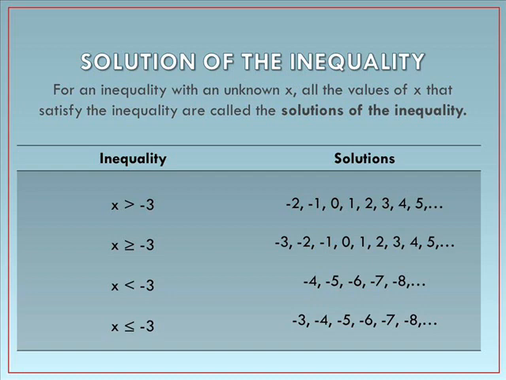The third inequality says x is less than minus 3. And the solution is minus 4, minus 5, minus 6, minus 7, minus 8, and so on. Then finally we have x is less than or equal to minus 3. Here we will include minus 3 in the solution, and the solution is minus 3, minus 4, minus 5, minus 6, minus 7, minus 8, and so on. Again, the only difference between less than and less than or equal to is that when we consider questions having less than or equal to, we include the value that is given.